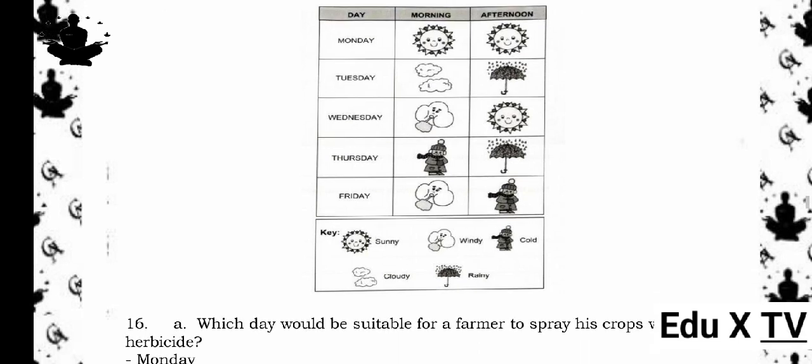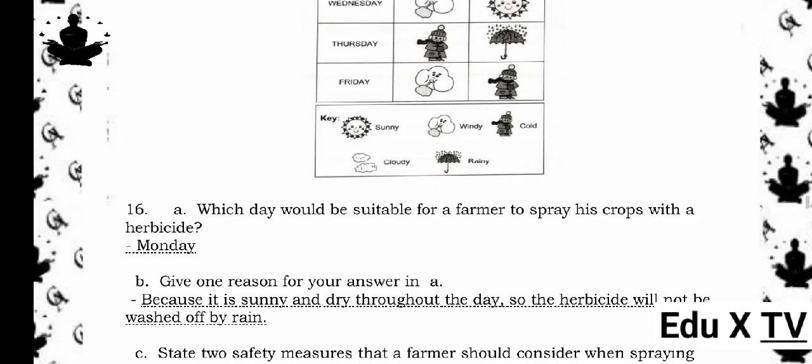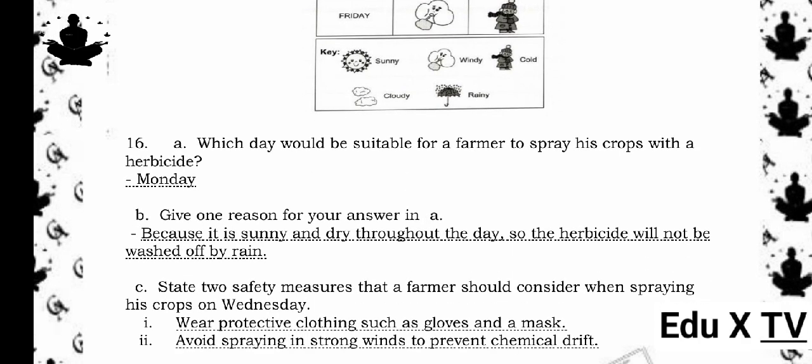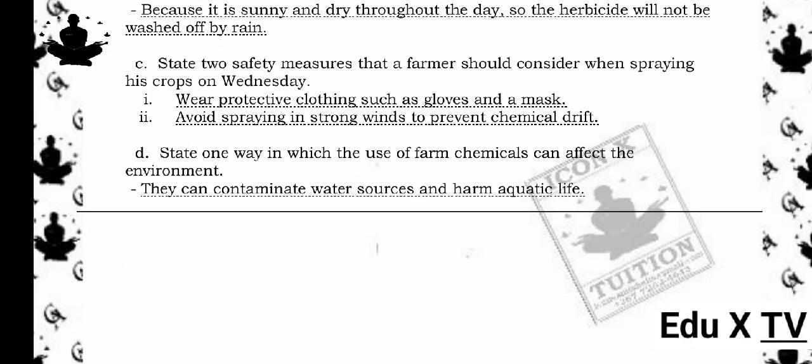Study the weather chart below and use it to answer question 16. 16. A. Which day would be suitable for a farmer to spray his crops with a herbicide? Monday. B. Give one reason for your answer in A. Because it is sunny and dry throughout the day, so the herbicide will not be washed off by rain. C. State 2 safety measures that a farmer should consider when spraying his crops on Wednesday. Wear protective clothing such as gloves and a mask. Avoid spraying in strong winds to prevent chemical drift. D. State 1 way in which the use of farm chemicals can affect the environment. They can contaminate water sources and harm aquatic life.